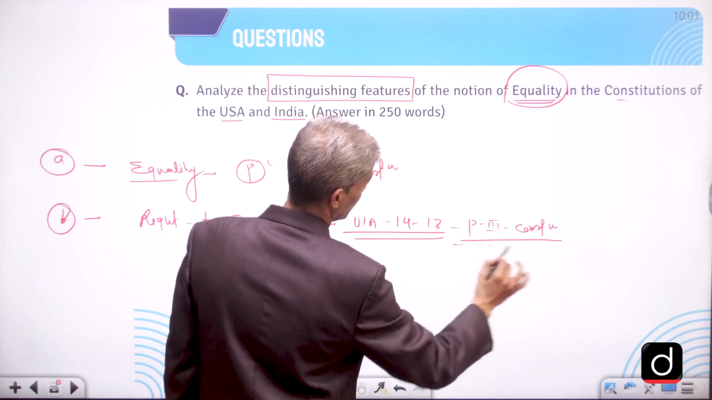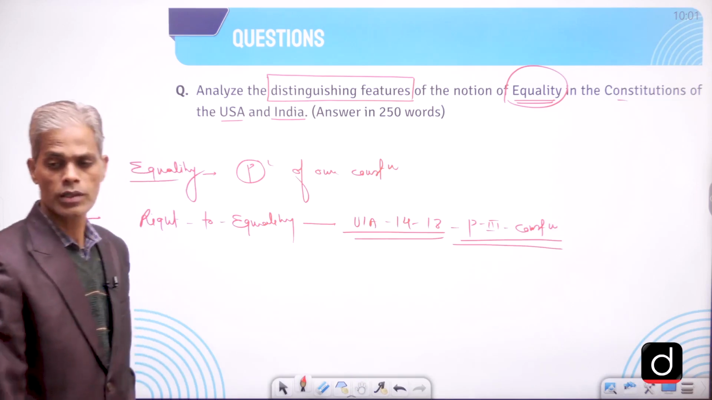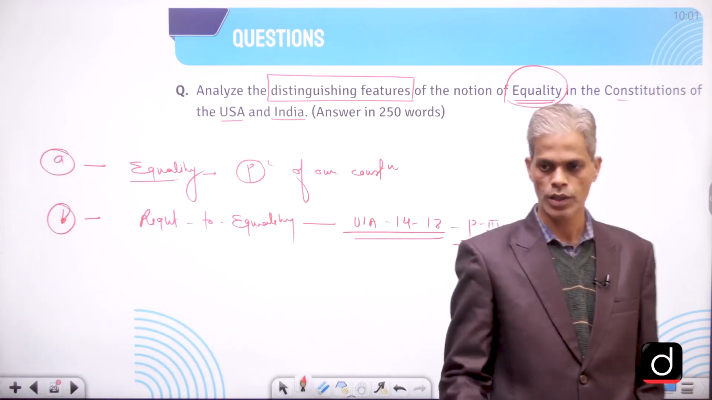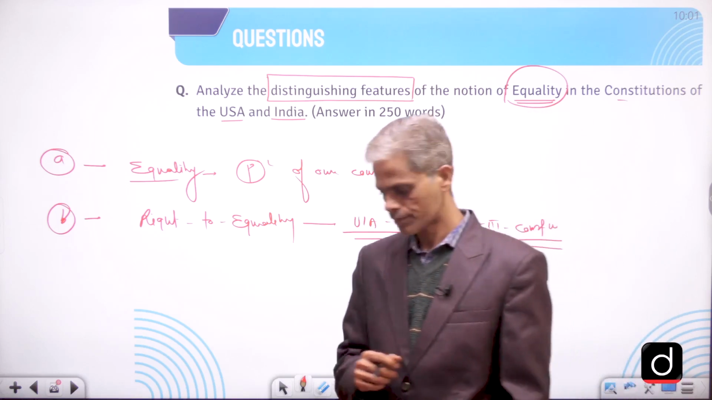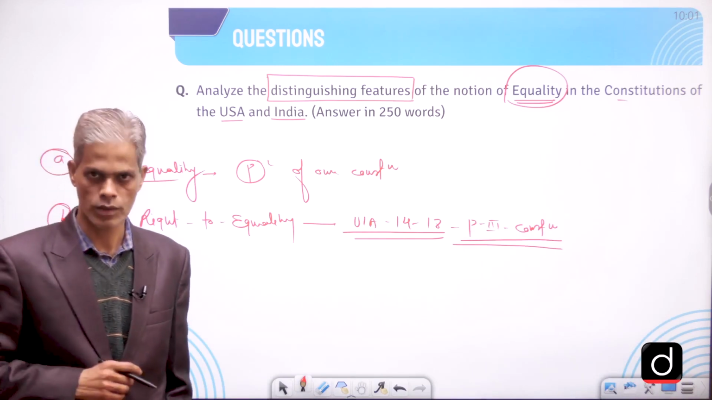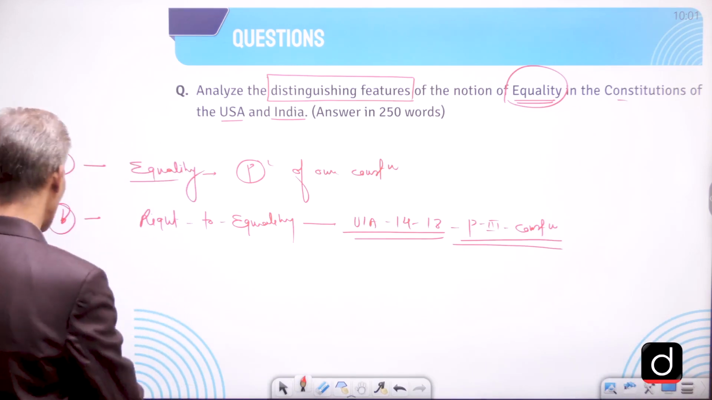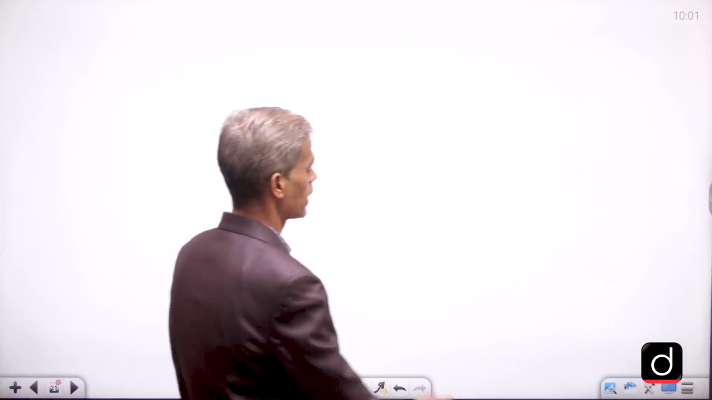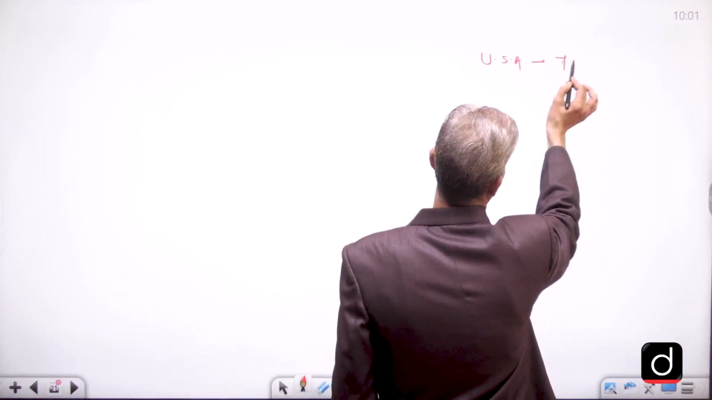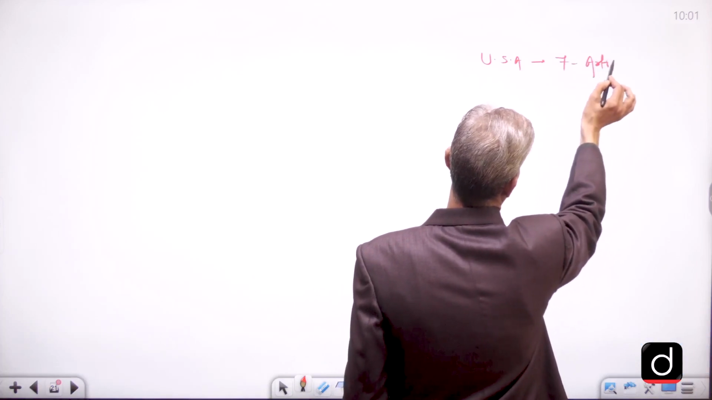So when we say right to equality under Part 3 of the Constitution, this is another striking feature of the US Constitution. Why? Because in the US Constitution, first and foremost, it is not mentioned. So here the point of difference can be made: we know that the US Constitution is a small constitution comprising only 7 articles, right?